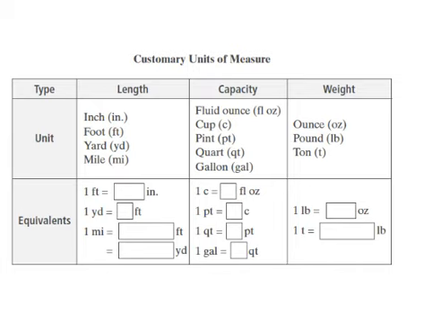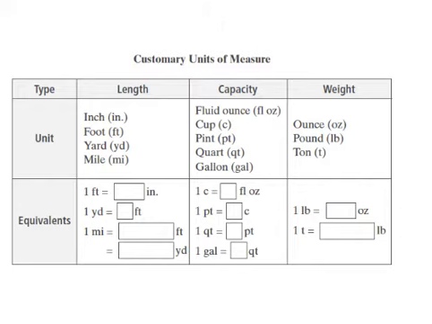This chart about customary units of measure is very handy. If you're measuring length, we're going to use inches, feet, yards, and miles. If you're doing capacity, that would be fluid ounces, cups, pints, quarts, and gallons. And if you're doing weight, it would be ounces, pounds, and tons. So let's take a look at what we know here.